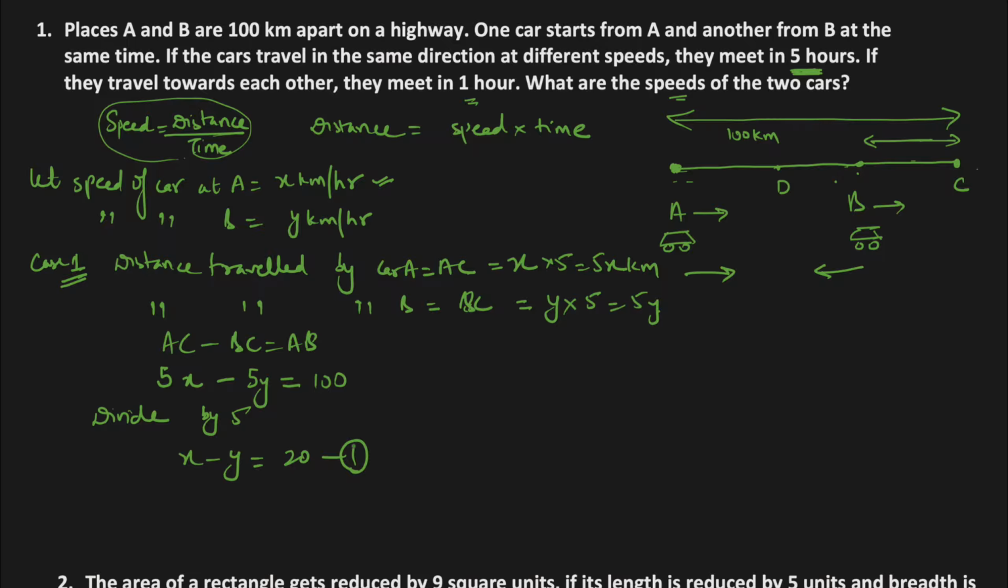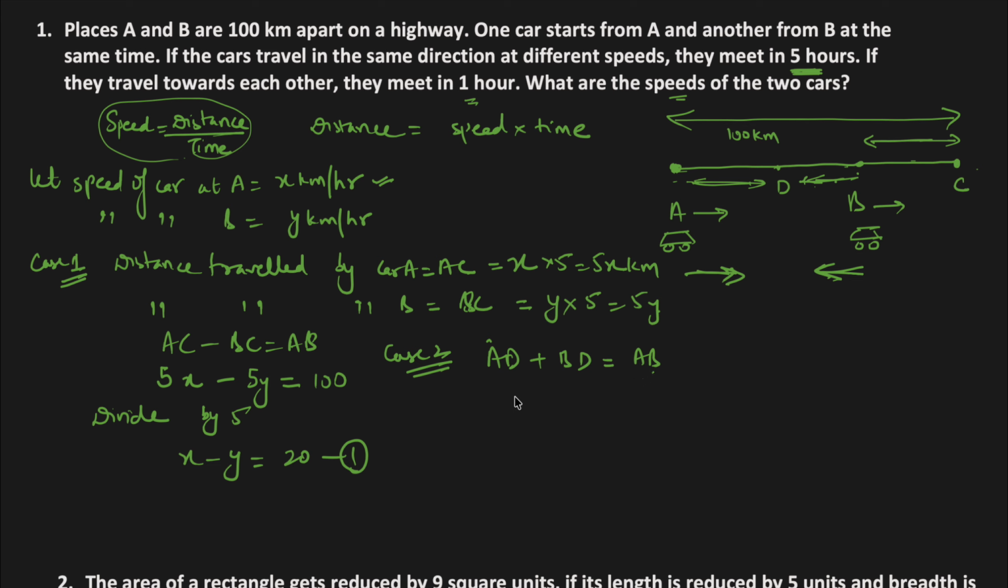Okay, now let's create equation number 2. Now it is saying that if they travel in opposite direction, both of them are traveling towards each other, meaning both cars are moving in opposite directions. So the total distance traveled by them: this one traveled AD, this one traveled BD, right? So AD plus BD is equal to AB. This is case number 2, when they are traveling in opposite direction. So AD plus BD adds up to 100.